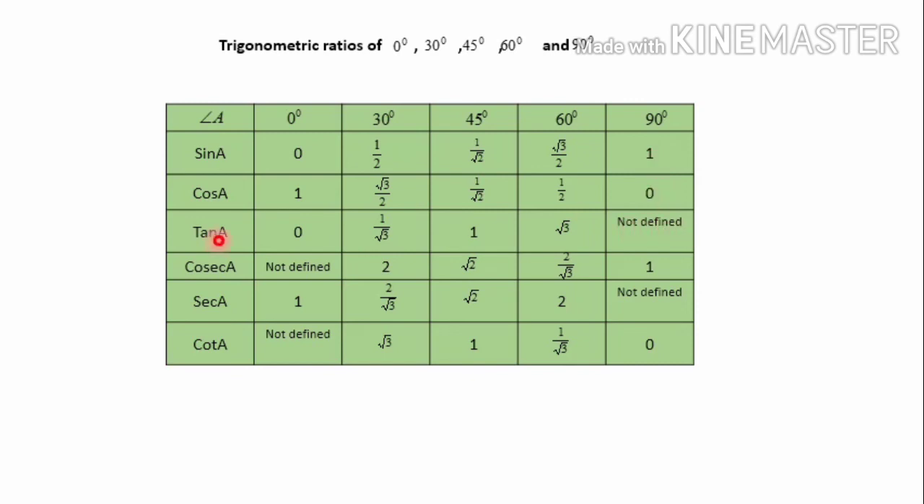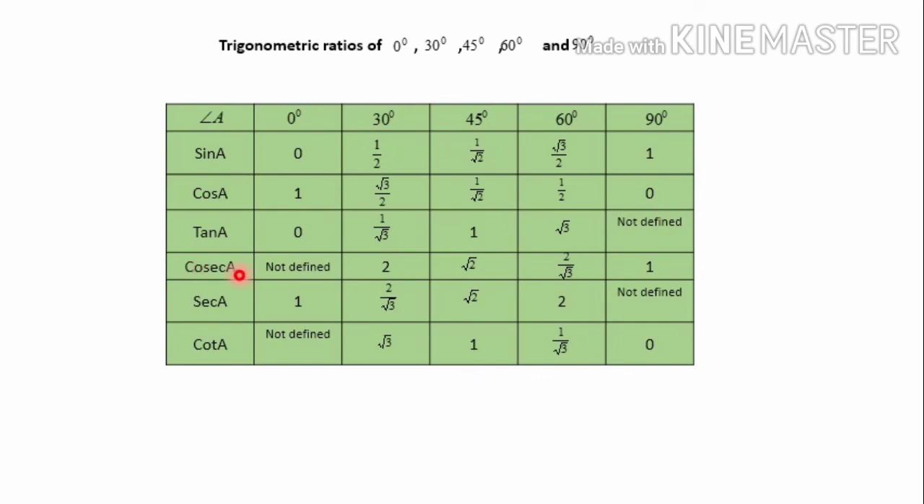Once again, tan values you will get by dividing sine and cos values. Here 0 by 1, that is 0. 1 by 2 divided by root 3 by 2, that is 1 by root 3. 1 by root 2 divided by 1 by root 2, that is 1. Root 3 by 2 divided by 1 by 2, that is root 3. 1 by 0, that is not defined.